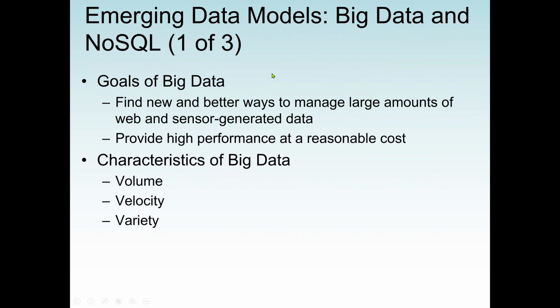And then emerging data models, at the moment, we're talking about big data, then also NoSQL. The goal of big data is to find a new and better way to manage a large amount of web and sensor-generated data, or provide higher performance at a reasonable cost. Big data normally consists of the 3 V's. Volume means the volume of big data is very high. Velocity means the speed of generating the data is very fast. And variety means this is a large data and we have different formats or different types of data generated at the same time.